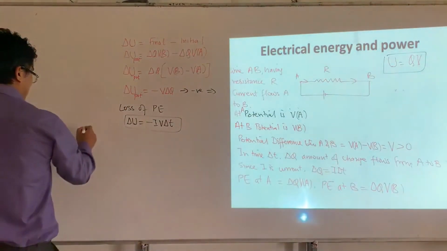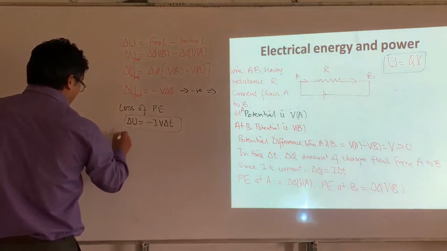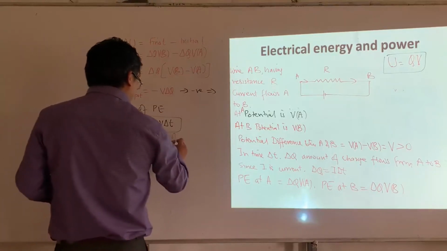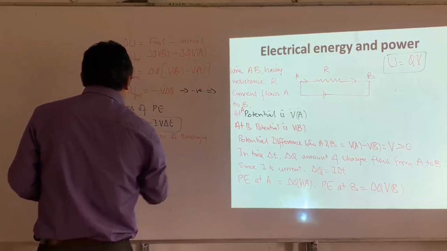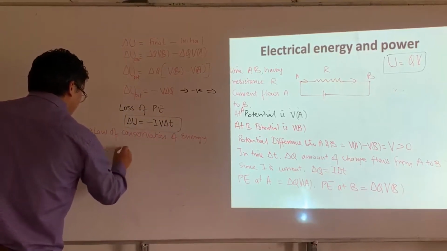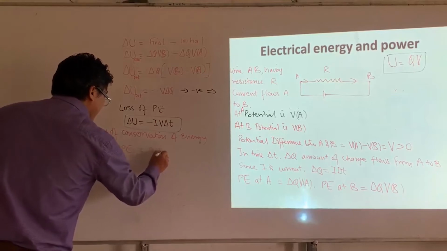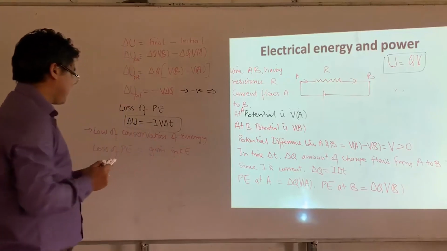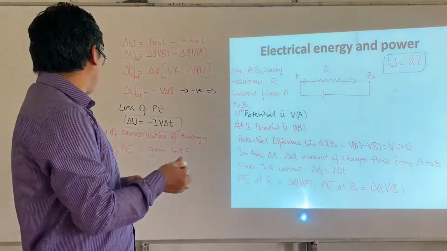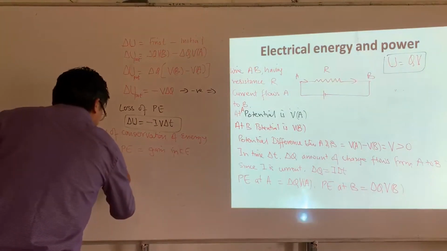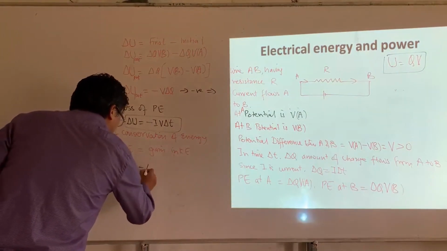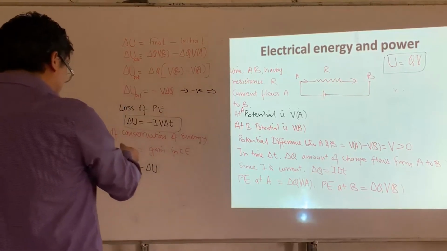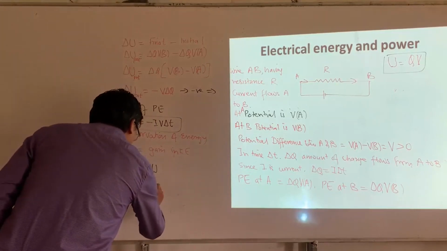From the law of conservation of energy, the loss of potential energy is equal to the gain in kinetic energy. So therefore what I can write is, this gain in kinetic energy is equal to IV delta T.